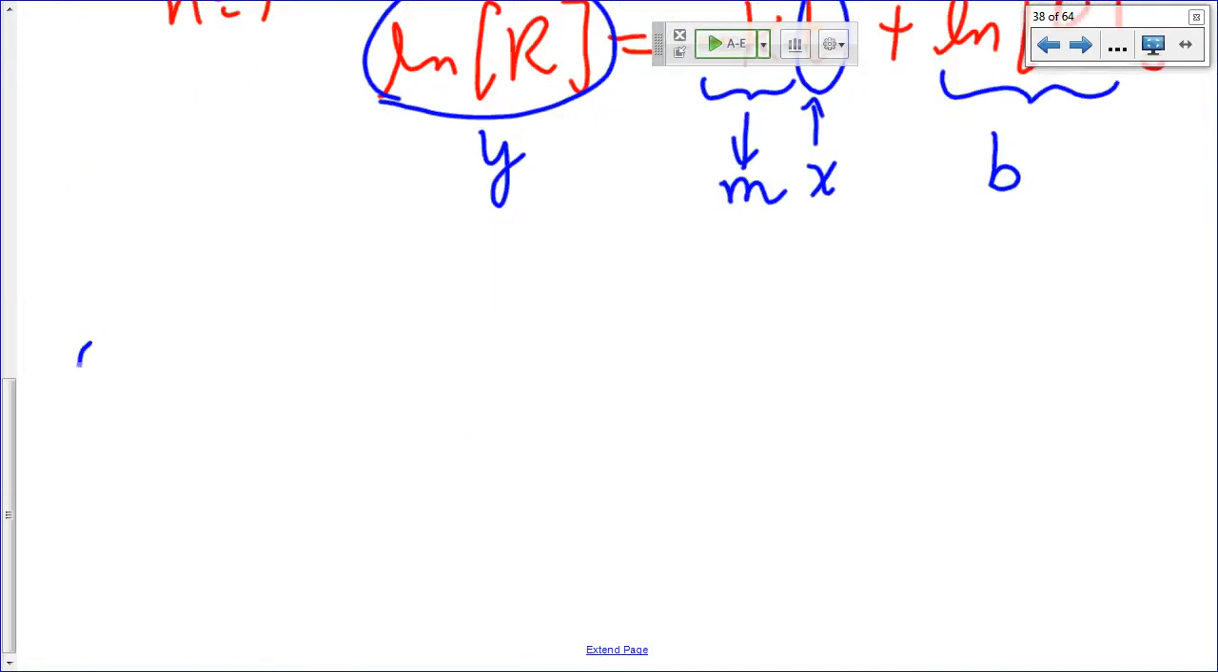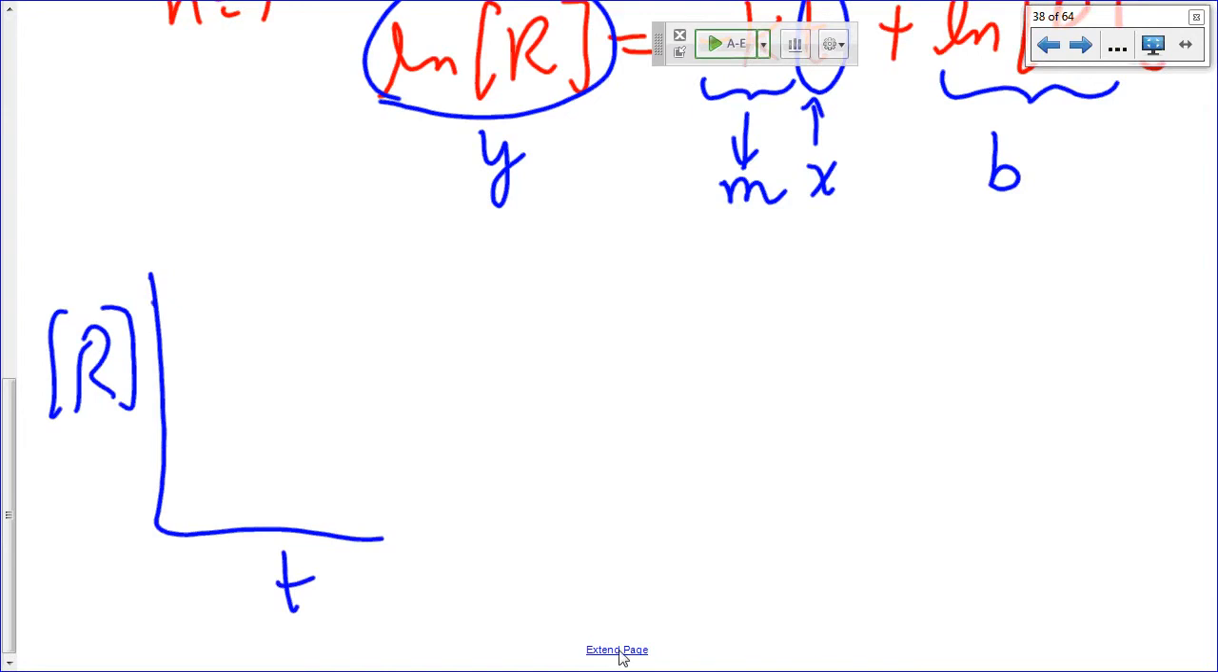So if I have R versus time, your data is actually going to look like this. R versus time is going to look like that. It's not going to be a straight line. It's going to approach 0. It's going to be a curve. This is first order, n equals 1.